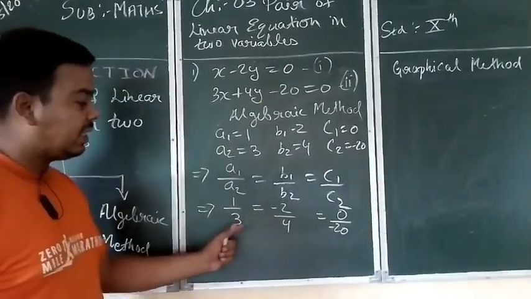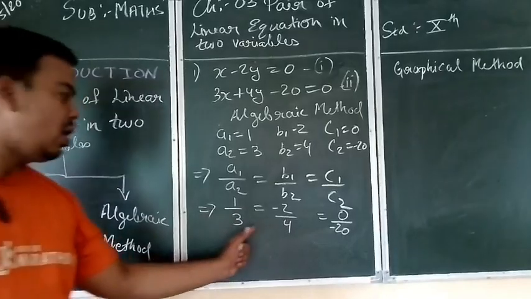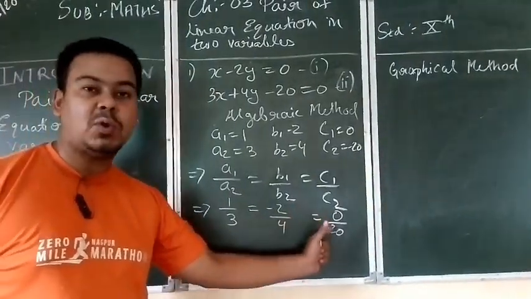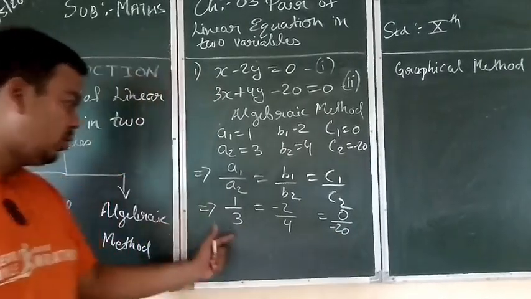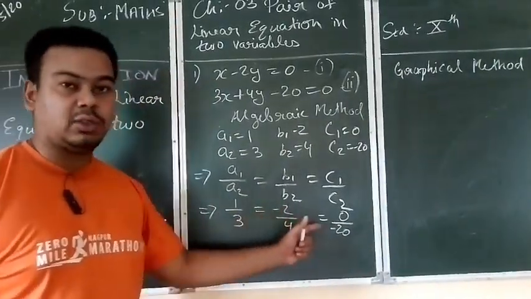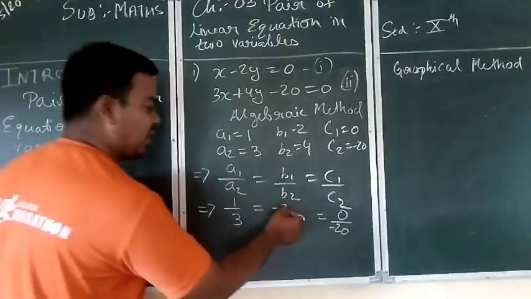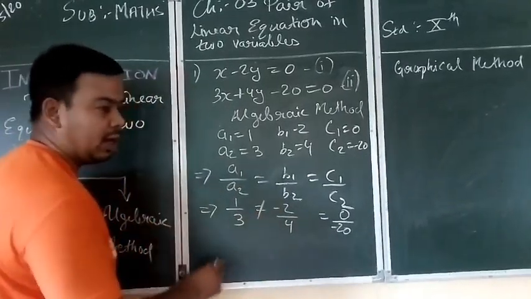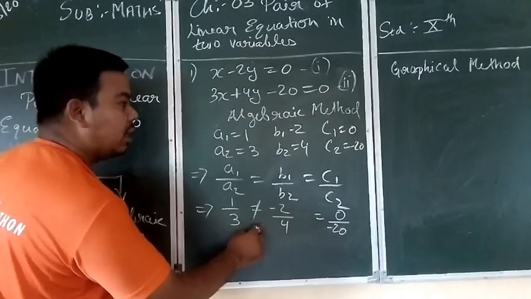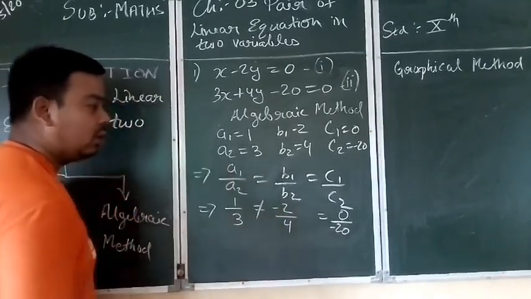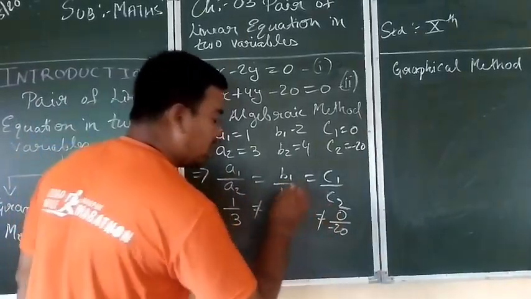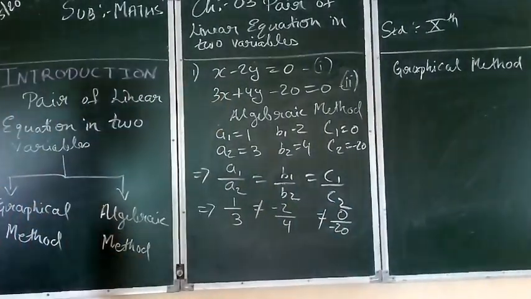So now check whether these ratios are equal or not. These ratios mean A1 by A2, B1 by B2, and C1 by C2. So we see these three ratios are not equal. If we cancel, 2 by 4 means minus 1 by 2. So A1 by A2 is not equal to B1 by B2, and B1 by B2 is also not equal to C1 by C2. So these are all unequal.